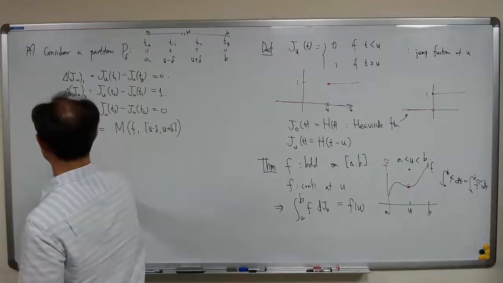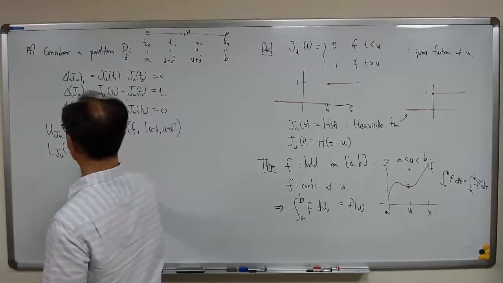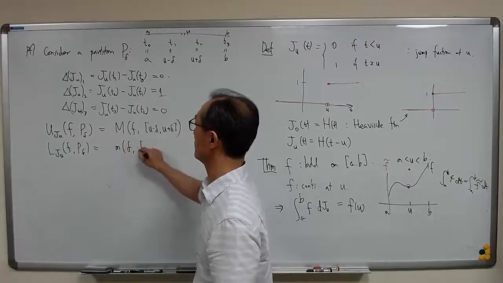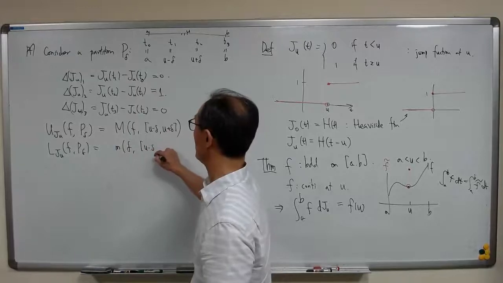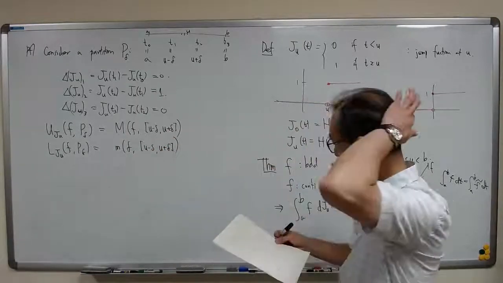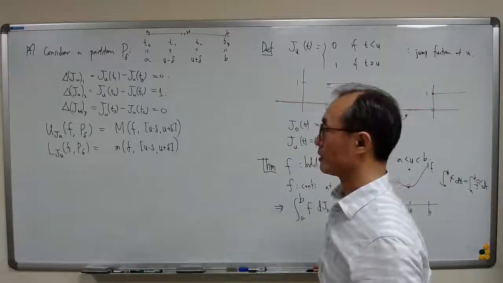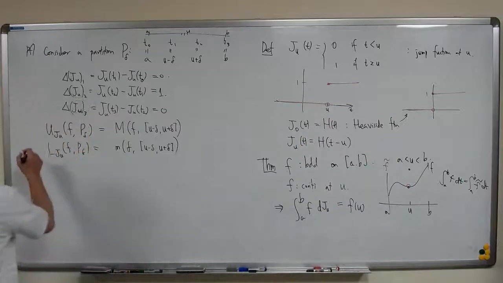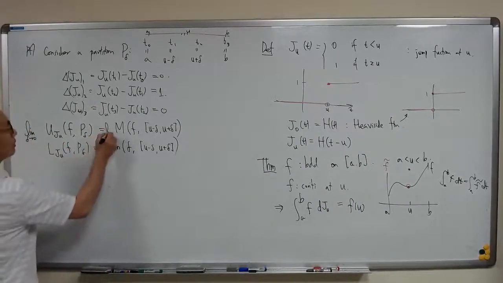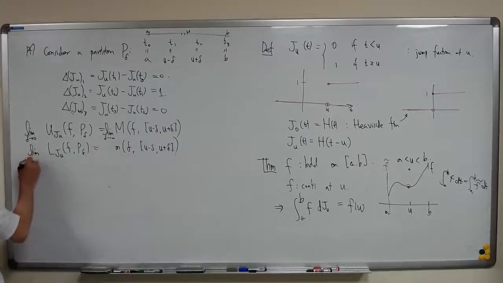Okay? And similarly, the lower sum of function f with respect to the jump function, over P delta, will be the infimum of this function from u minus delta to u plus delta. Okay. Now, what if we take the limit, as delta tends to zero?